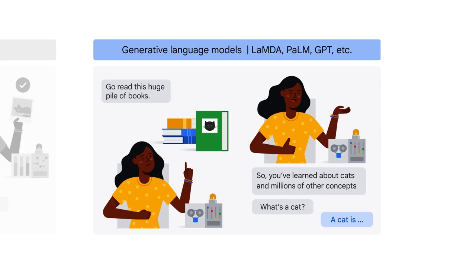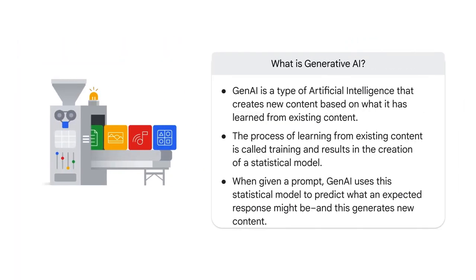So when you ask it, what's a cat? It can give you everything it has learned about a cat. Now we come to our formal definition. What is generative AI? Gen AI is a type of artificial intelligence that creates new content based on what it has learned from existing content.